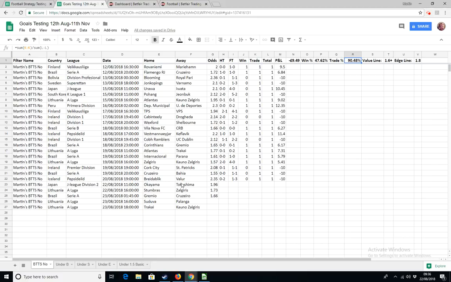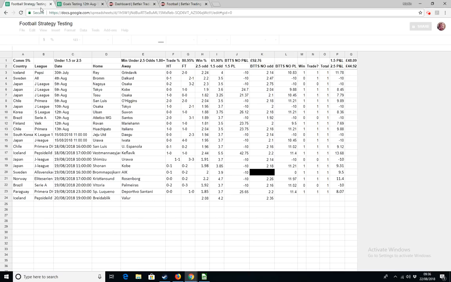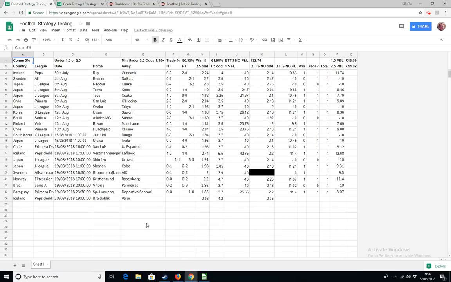I've actually got a different one that I'm just going to show you quickly as well, which is based on one strategy that I've been testing a little bit longer. It's the same as the unders basic strategy, but I've got a minimum odds here on the 2.5, which I'm just going to highlight here.